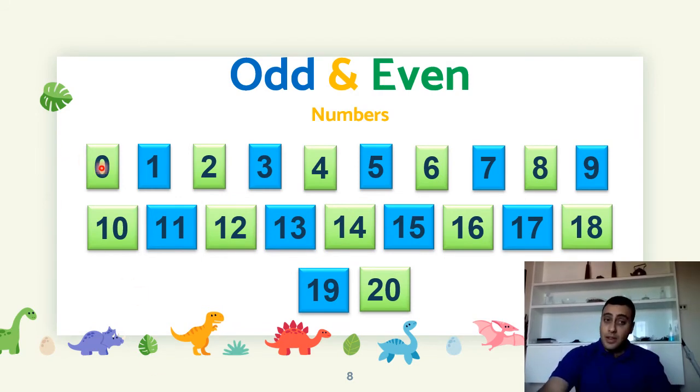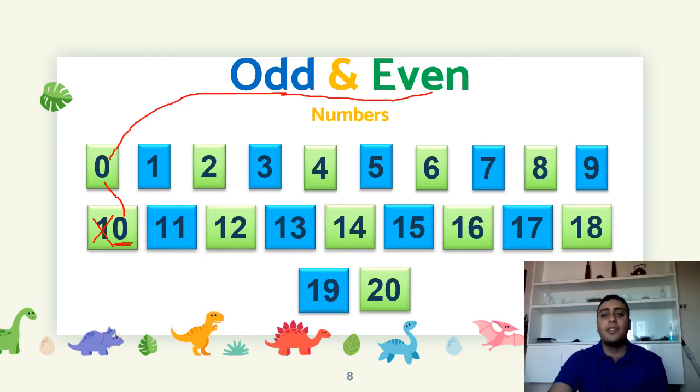0, even. 1, odd. 2, even. 3, odd. 4, even. 5, odd. 6, even. 7, odd. 8, even. 9, odd. Okay, you see, we talked about 10, right? We don't have to look at this number. Never mind this. Only look at this number. 0. You see, 0 is an even number, right? So 10 is an even number.